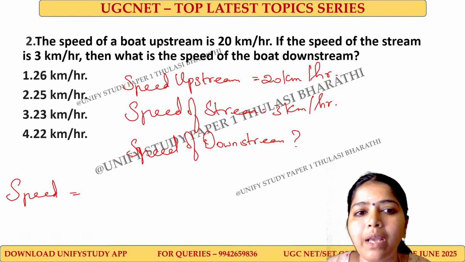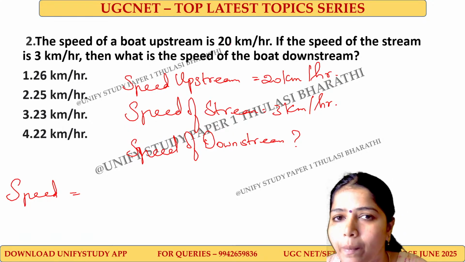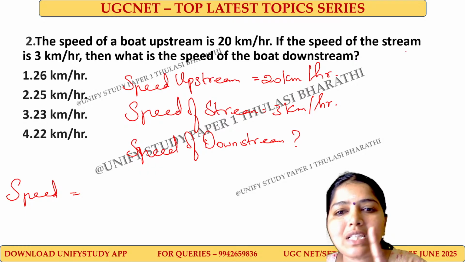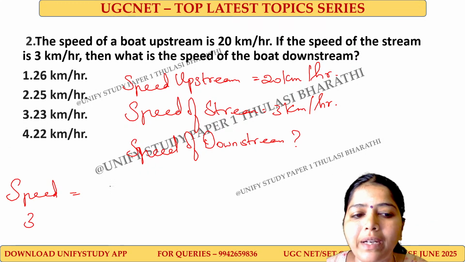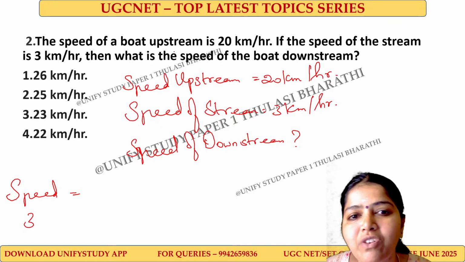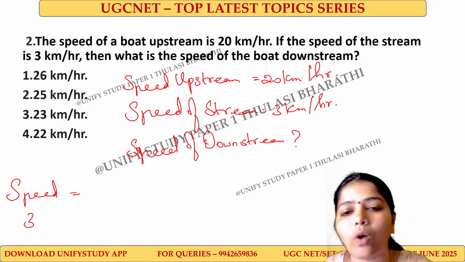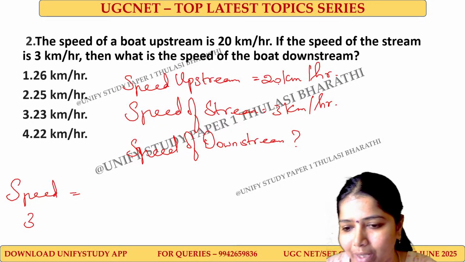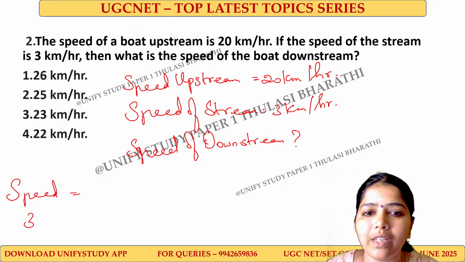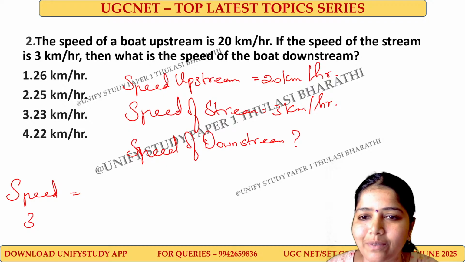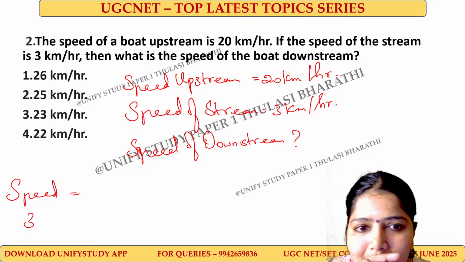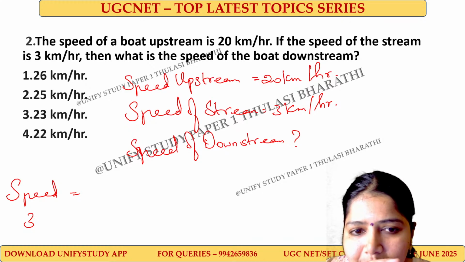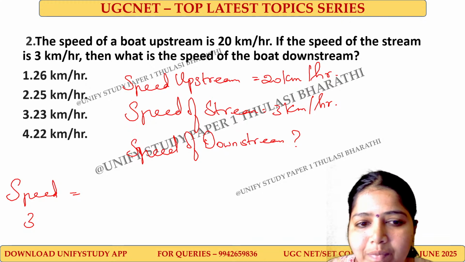The speed of the boat in upstream is 20 km per hour and the speed of the stream is 3 km per hour. Here the upstream is given as 20 km and downstream we have to calculate. What will come? Very good. Waiting for your answers.